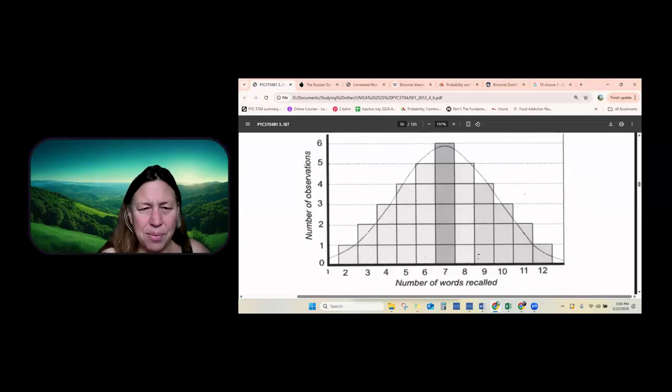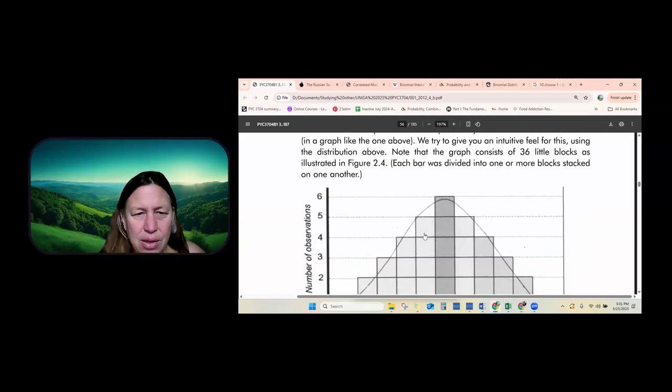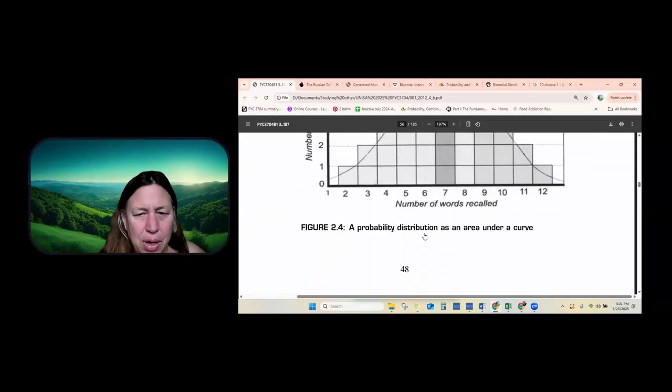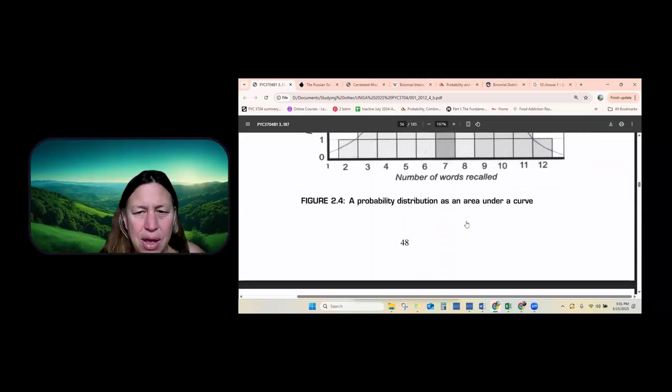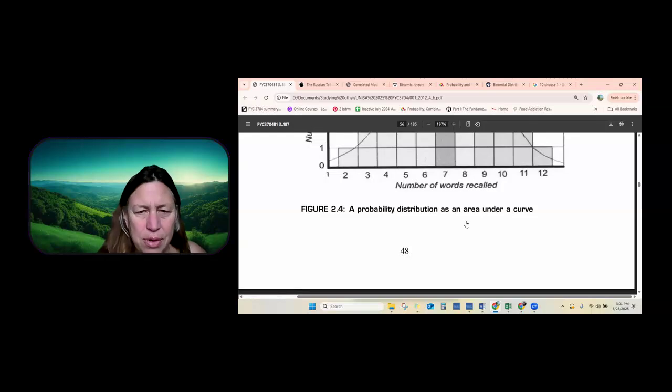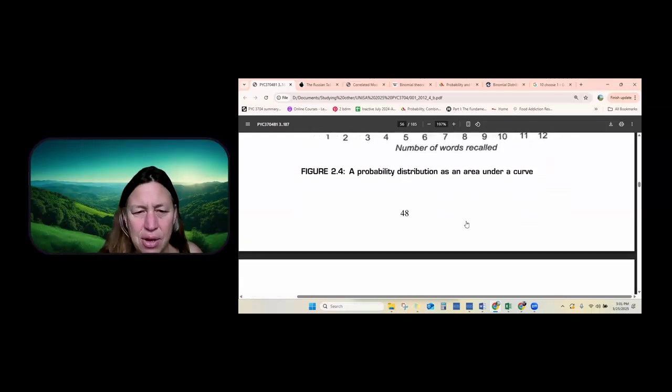Okay, so if we look here, this is the kind of thing that makes it so much easier to grasp. 1 word is represented by 1 block. So 2 words, 2 blocks, 3 words, 3 blocks. Now you can count, and you can actually just physically count how many children remembered this much. That is definitely going to be 10. All right. Okay, so that's a good way to see it. So it's the area under a curve, a probability distribution as an area under a curve.